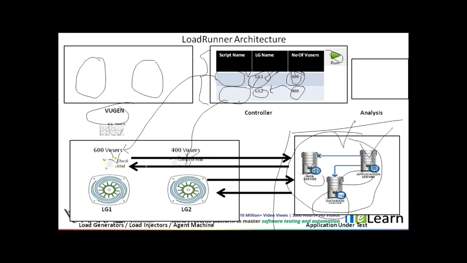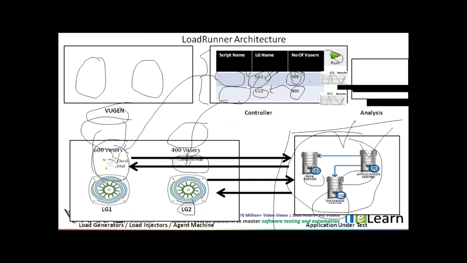Now, once the whole test is done, you will have the results. The results for checkmail will be generated by LG1, and LG2's results will be created by LG2, for the compose mail script. These LG1 and LG2 results will be sent back to the controller by the LGs, or the controller will pull these results back.